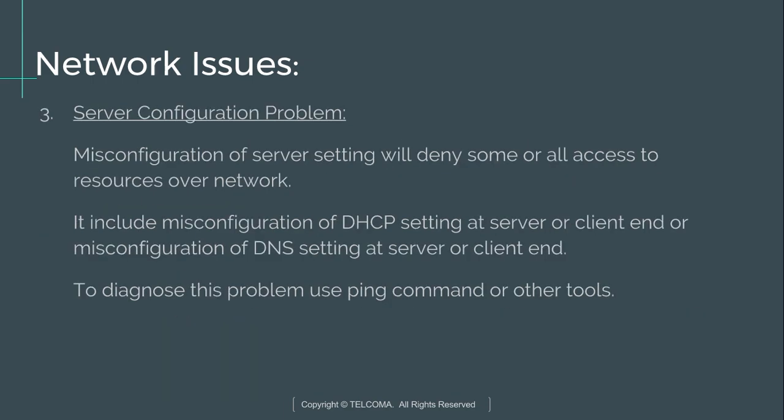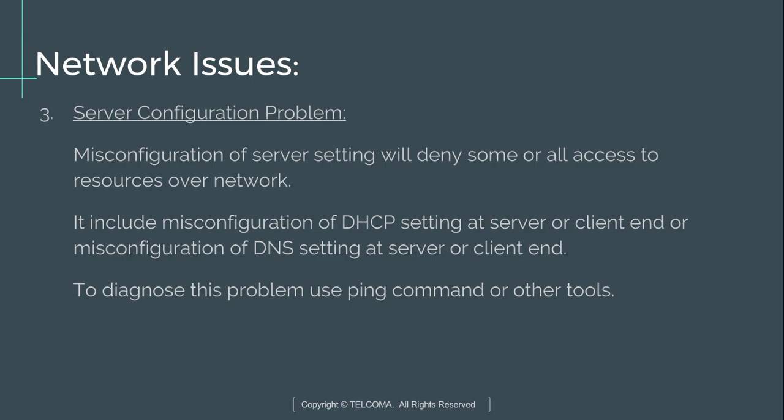The next is the server configuration problem. Here the misconfiguration of server settings will deny some or all access to the resources over the network. If we make misconfigurations in the settings of the servers, then it will deny some or all of the resources over the network. It includes misconfiguration of DHCP settings at the server end or client end, or misconfiguration of DNS settings at the server or the client end.